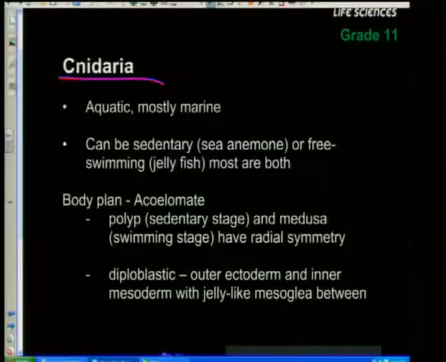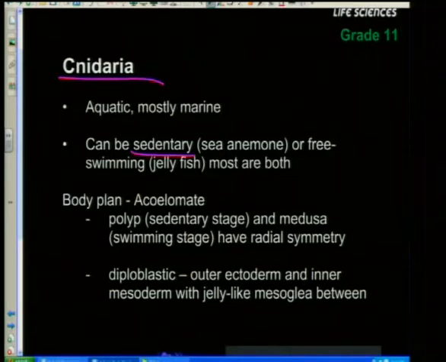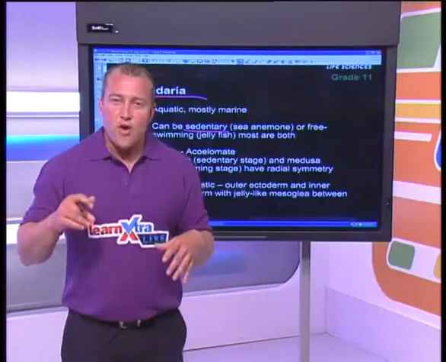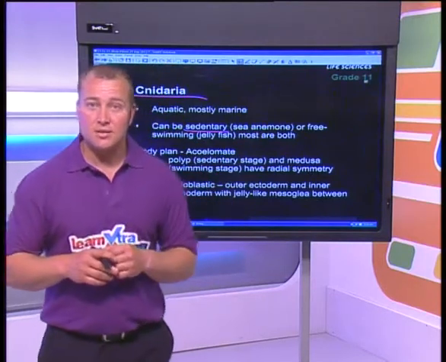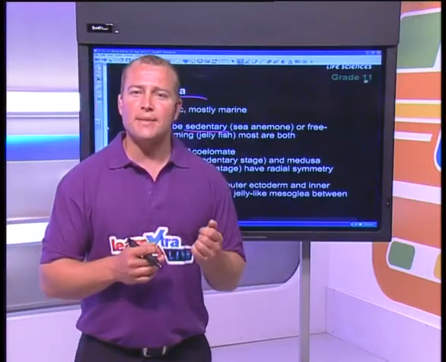You get the sessile, which means stationary. It doesn't move. It stands still, and those things are called, there it is, your anemones.